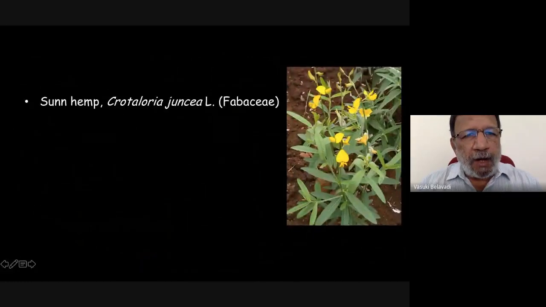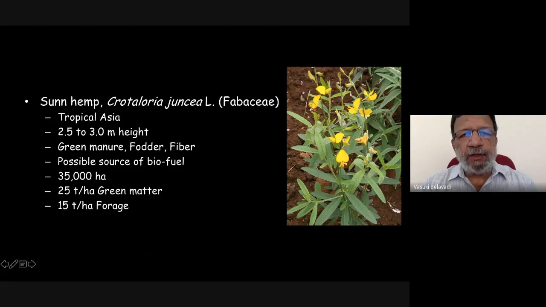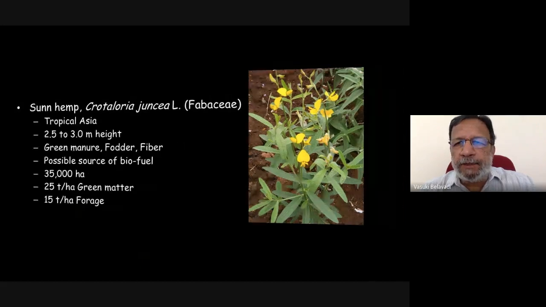So coming to the crop, sun hemp, Crotalaria juncea, this is also from tropical Asia. It is a herbaceous plant like the pigeon pea, growing 2.5 to 3.5 meters high. It is mainly cultivated for green manure, water and fiber. It is a possible source of biofuel also. And in India, we grow it in an area of 35,000 hectares. 25 tons per hectare is used as green matter, and 15 tons per hectare is used as forage. So it has a lot of uses, and it is very popular in many parts of southern India and also in western India.